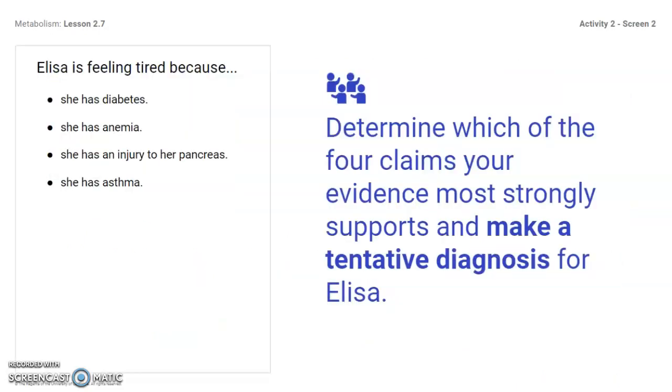So determine which of the four claims you most strongly agree with. You're going to need to write an argument in the next section. So you're going to need to decide which one of these you are going to go with. Think about what evidence you have that backs it up and supports your claim that she has diabetes, anemia, an injury to her pancreas, or asthma. So pause the video here so that you can decide on that before you go on to activity 3, where we're going to write the argument.